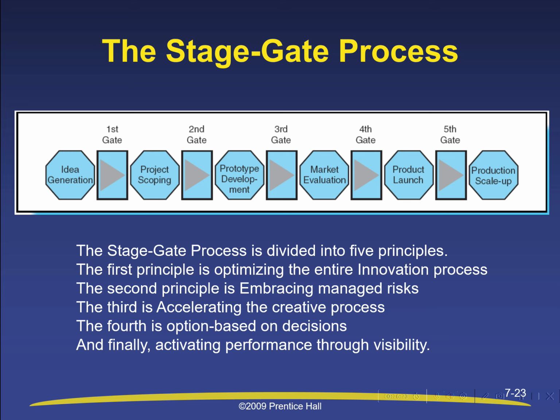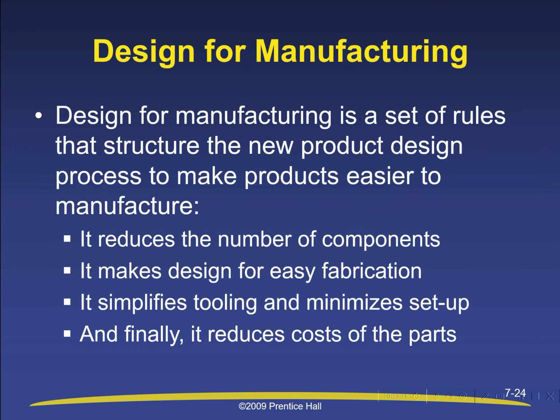The stage gate process. The stage gate process is divided into 5 principles. The first principle is optimizing the entire innovation process. The second principle is embracing managed risks. The third is accelerating the creative process. And the fourth is option-based decisions. And finally, activating performance through visibility.